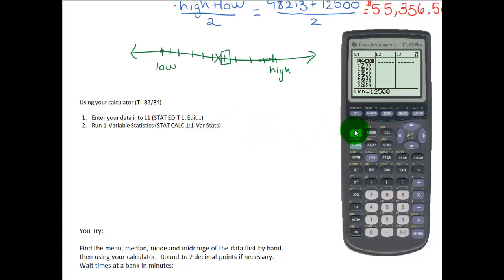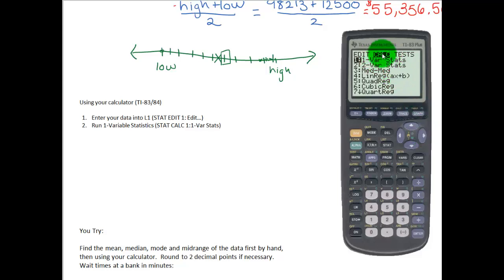Alright, so I've got my data entered in here. I put the data in order, but it doesn't actually matter. They don't need to be in numerical order in order to enter this in. Once you've got them entered in, go ahead and quit, do your second mode button, and then we're going to go back into our Stat menu, but over to the right once, where it says Calc.